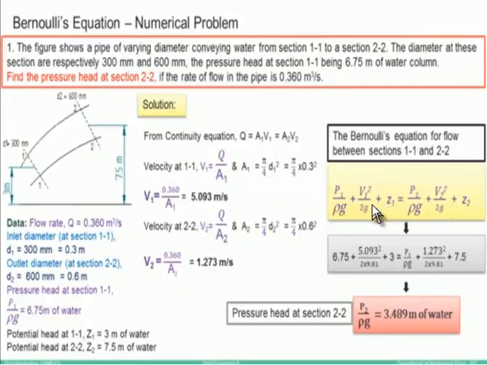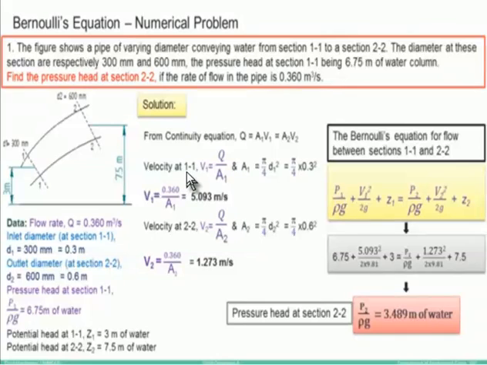Now, which parameters has he given and which do we have to find? He has given P1 by rho g directly in the statement, and we don't know V1 square by 2g, but we know Z1. The pressure head at section 2-2 we have to find, and we don't know V2 square by 2g, but we know Z2. So in this equation we have two unknowns, the velocity and the pressure head. We find the velocity using the continuity equation: Q is equal to A1 V1 is equal to A2 V2. This equation is called the continuity equation.